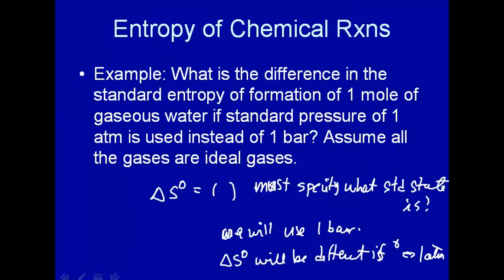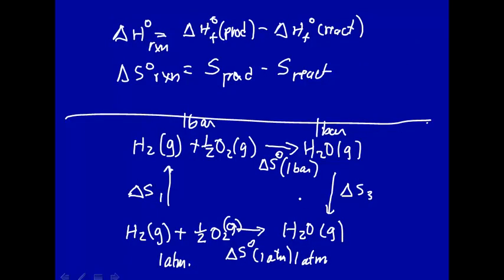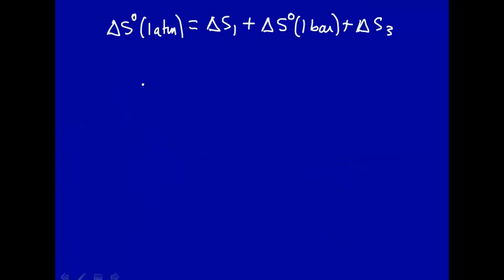Now the problem asks, what's the difference in the standard entropy of formation of these two processes? I didn't really say what minus what. So let's do delta S0 at 1 atmosphere, the standard entropy when you have a standard state of 1 atmosphere, minus the standard entropy when you have a standard state of 1 bar.